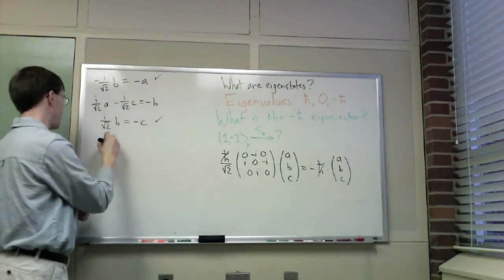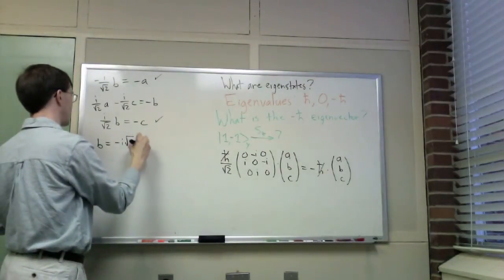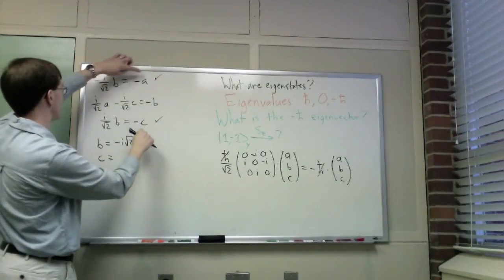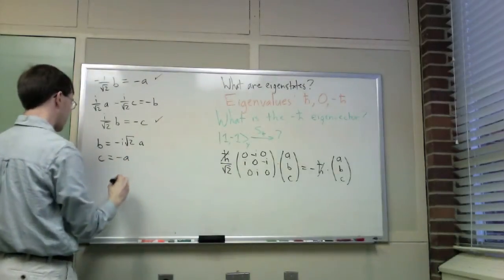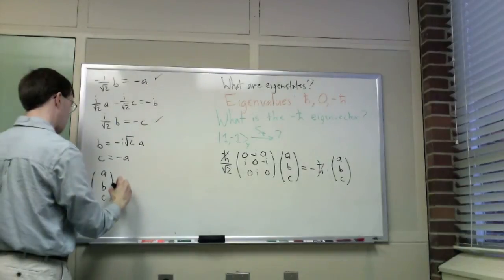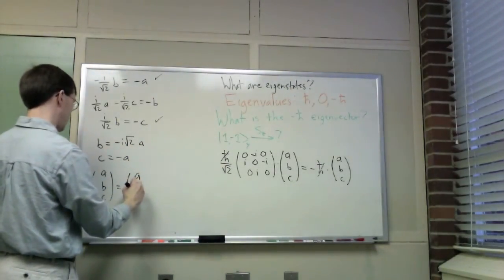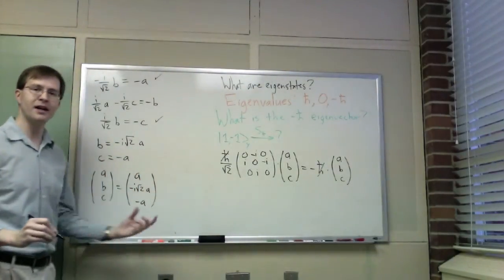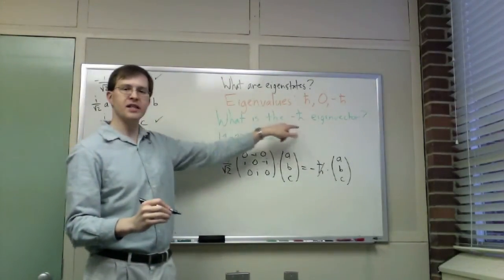I have that b equals minus i square root of 2 a, and I have that c equals, let's see, if I just compare these two, they're opposite, so c equals minus a. So in other words, my vector a, b, c has to equal, what do I have? a stays the same, a, and then minus i square root of 2 a, and then minus a is my vector. That's the general form of an eigenvector of this matrix with eigenvalue minus h bar.